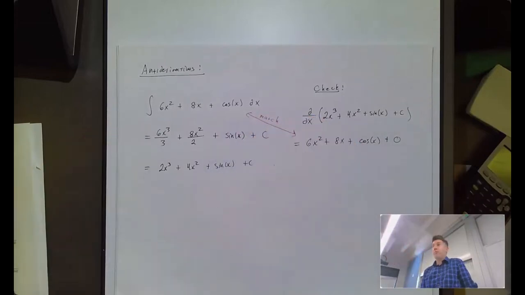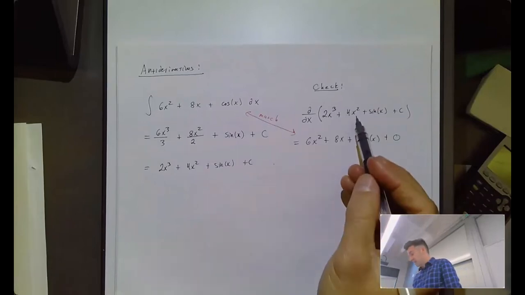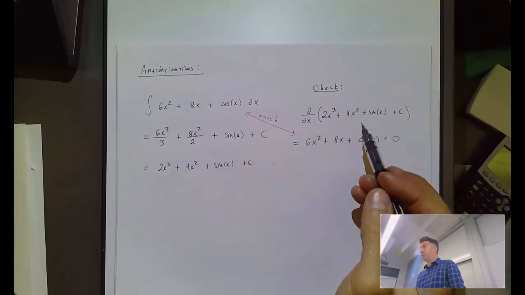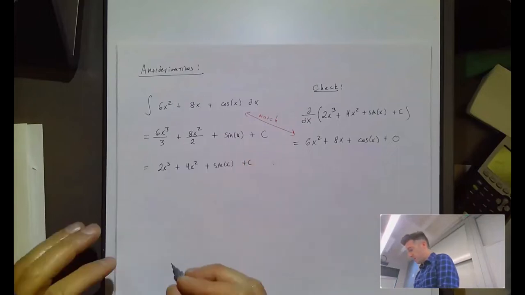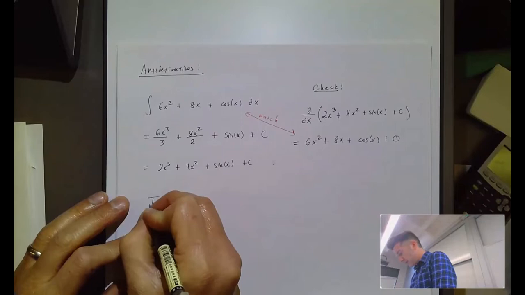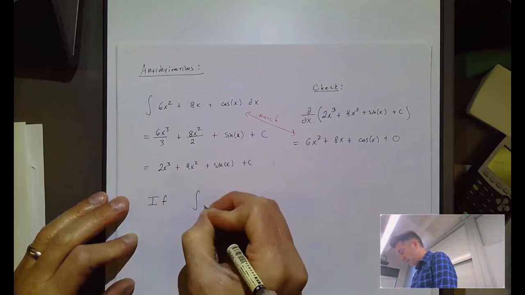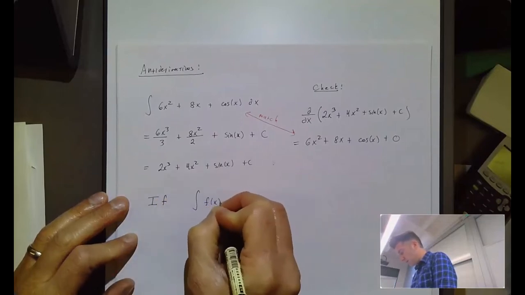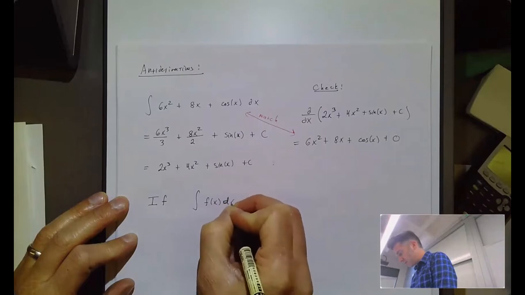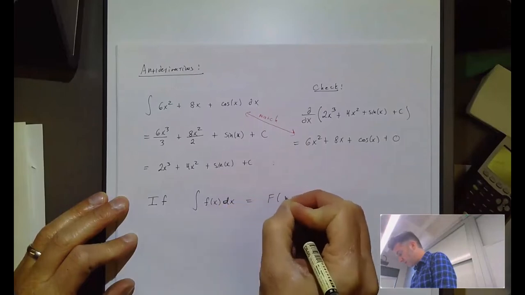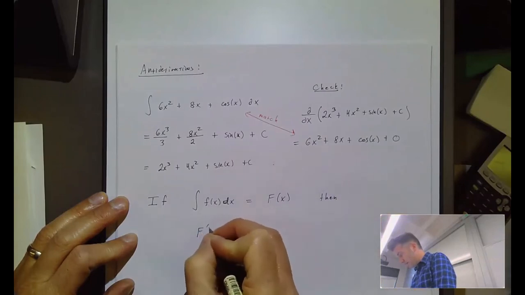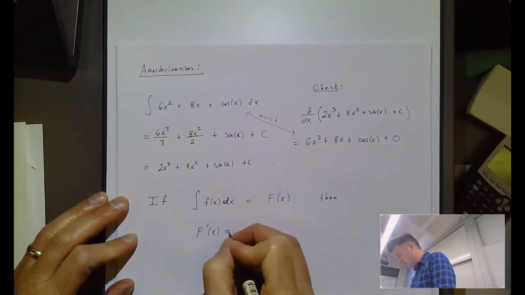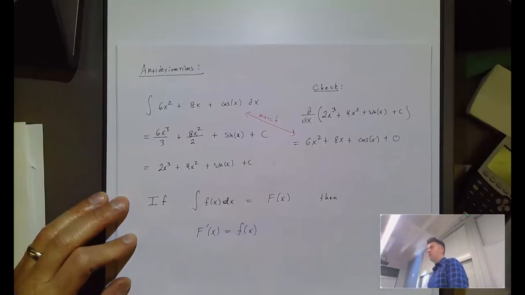That means we did it right? This is the antiderivative of that, so its derivative should be what we started with. So if the antiderivative of a function is some other function, then the derivative of that antiderivative should equal the original function.